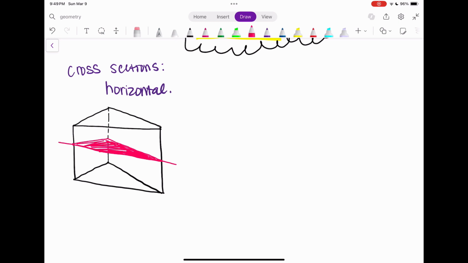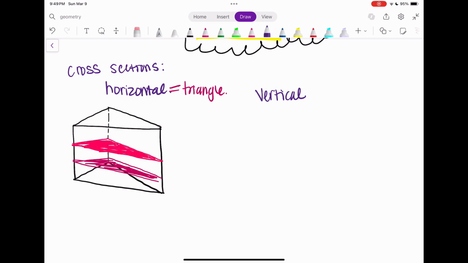Try to make this as straight as possible. But I would get not necessarily a right triangle, but a triangle. It might look a little bit different depending on the figure that you get when you are doing practice problems. So if I do another one at the very bottom, it will also give me another triangle. So the horizontal cross section would be a triangle for my figure.